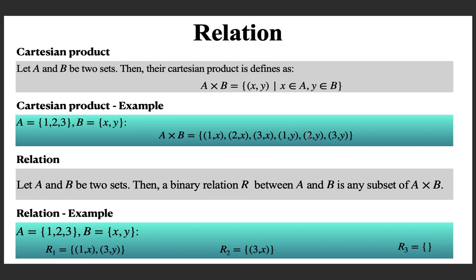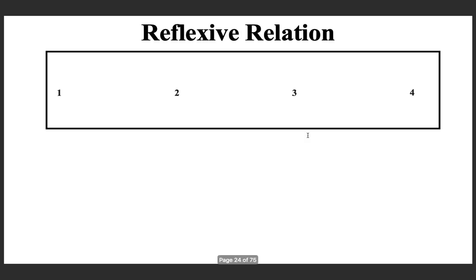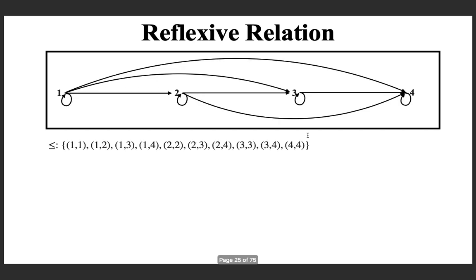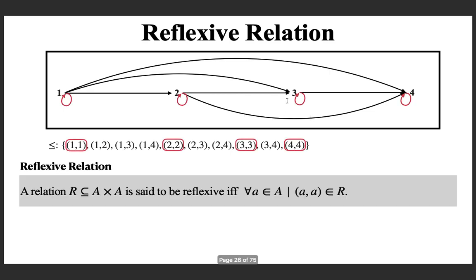And I hope the definition of relation is clear. And now we can see some special types of relations. First is reflexive relation. I am giving you an example. The relation is given, which is in fact the less than or equal to relation on the set {1, 2, 3, 4}. Here you can verify that every element is related to itself.